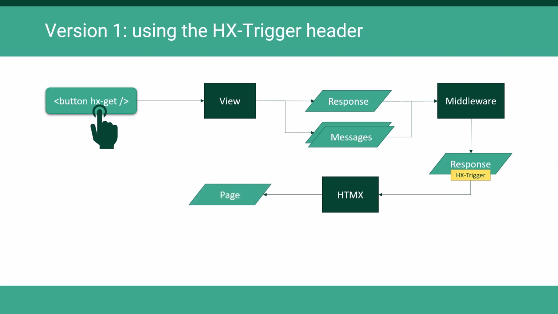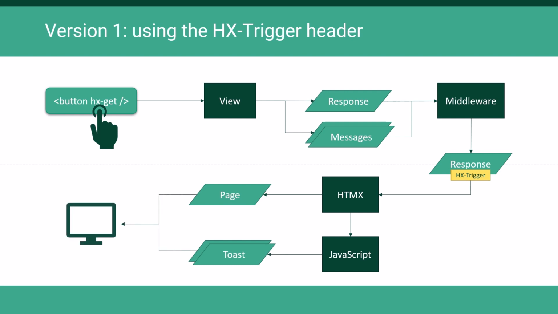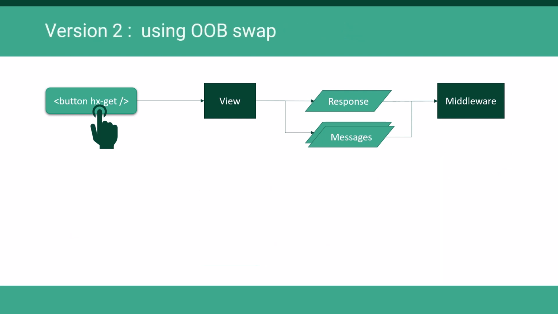The response goes over the wire and is received by HTMX. HTMX updates the page with the response body. When it sees the HX-Trigger header, it calls a JavaScript function. This function creates the toasts and adds them to the DOM. Finally, the browser displays the toasts along with the updated page. Now, let's see how the new version works.